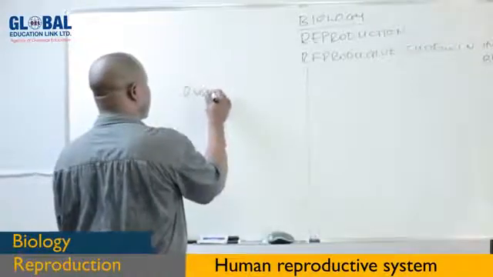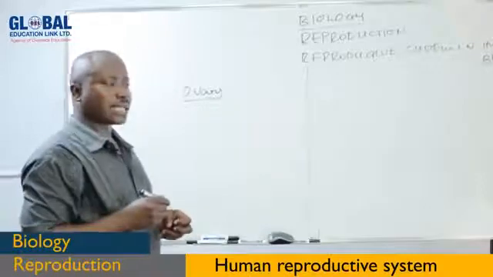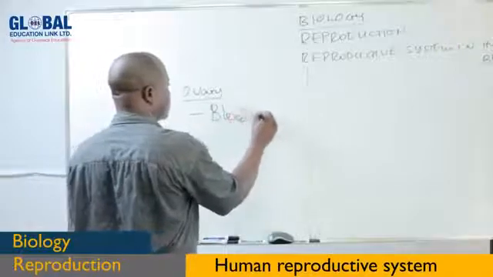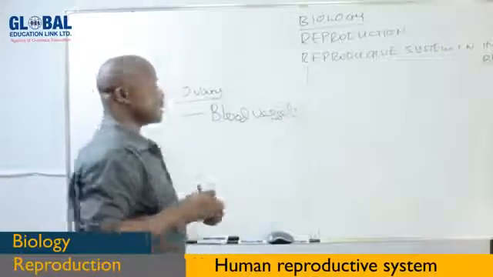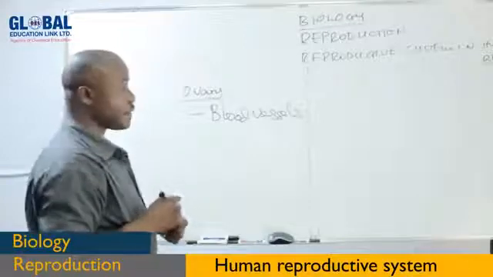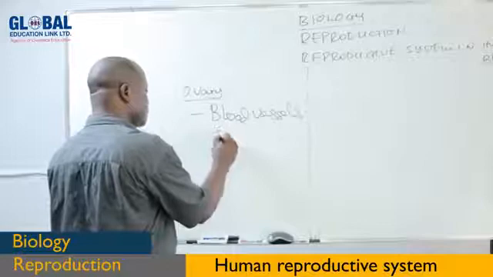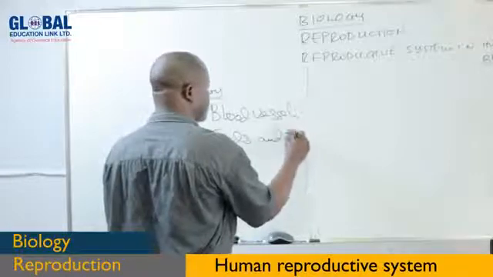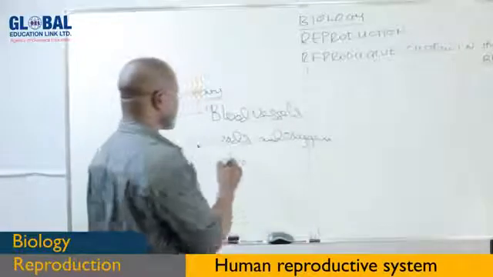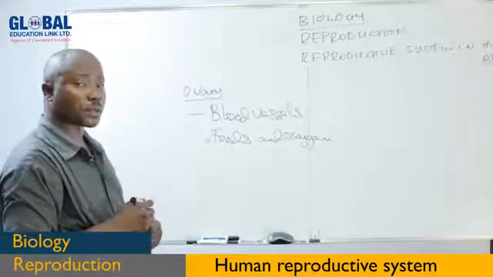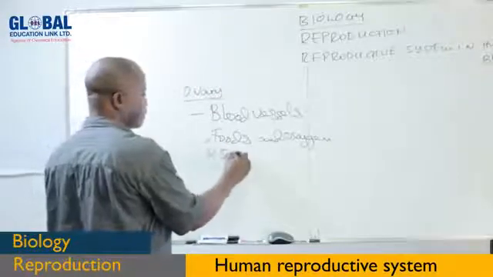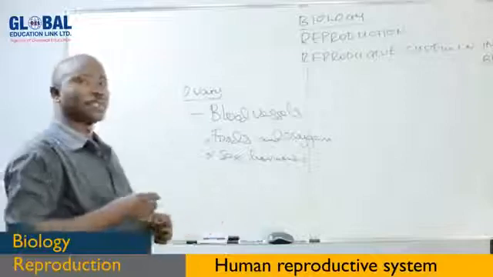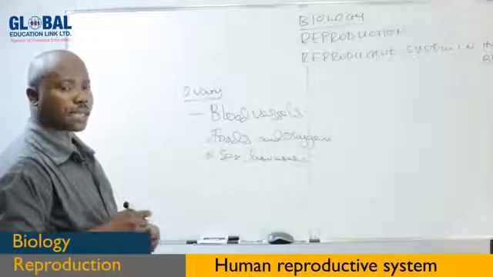The ovary, as I said before, has blood vessels. These blood vessels serve two functions: transport of food nutrients and oxygen, but also the blood vessels transport sex hormones to the site of female gamete cell production.